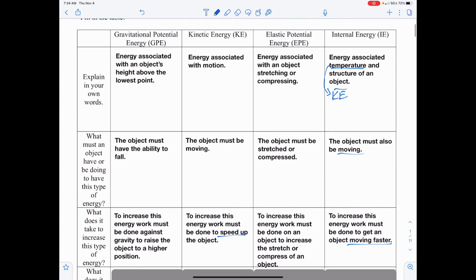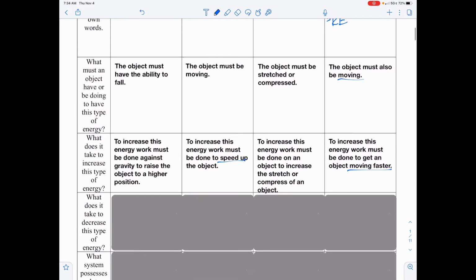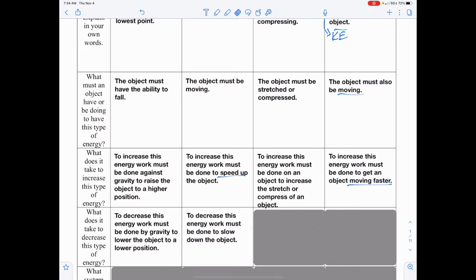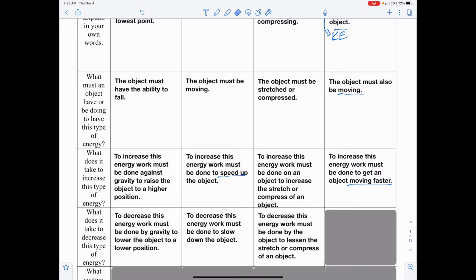Although we will say internal energy is more of an AP Physics 2 topic, it's relevant to talk about it here at least. What does it take to decrease gravitational potential energy? Well, to decrease this, you need to lower. Work must be done to lower the object. To decrease kinetic energy, work must be done to slow the object. To decrease elastic potential energy, work must be done to lessen the stretch or compression of the object. And finally, what must be done to decrease internal energy? Work must be done to, again, get the object moving slower, very similar to kinetic energy.